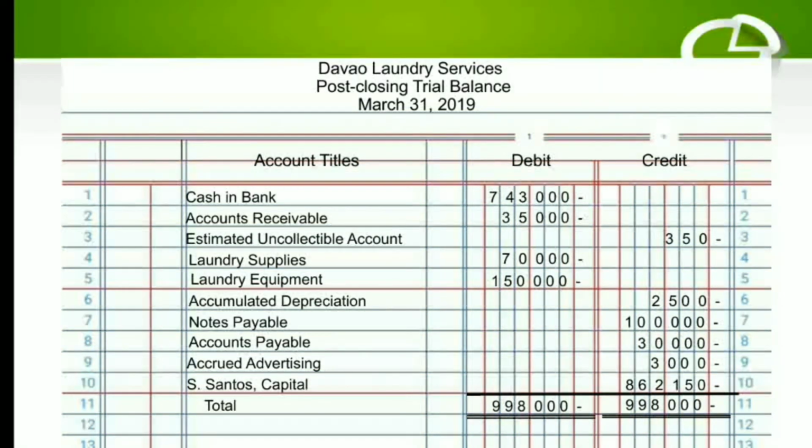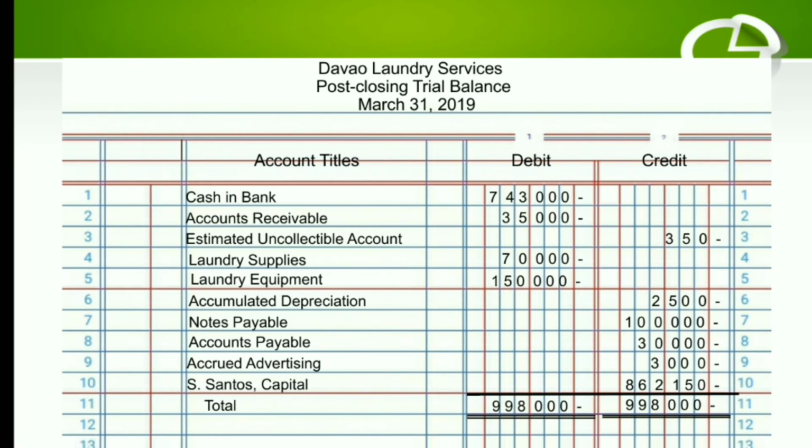Ayan. Okay, so now ay pag-uusapan naman natin yung opening entry. The end of the accounting period of Davao Laundry Services was on March 31, 2019. And during that period, the books of accounts had already been closed. So, closed na yung general journal and closed na din yung general ledger. So, when we say closed, ibig sabihin nun, hindi na pwedeng makapag-post uli ng transactions doon. Hindi ka na pwedeng makapag-journalize pa ng transaction because these books are already closed.